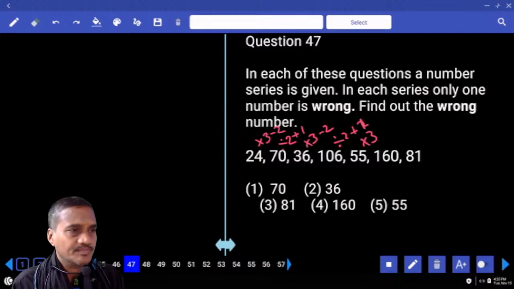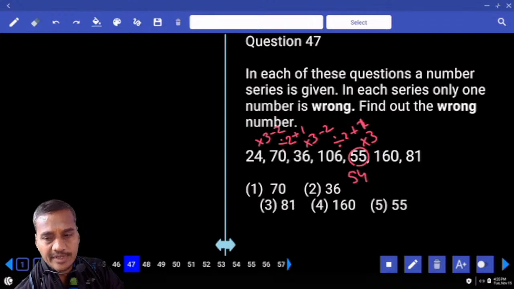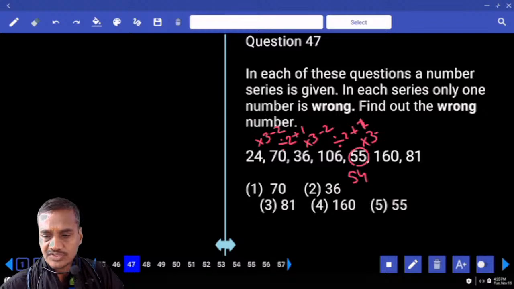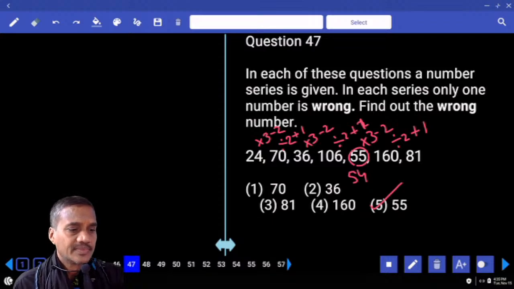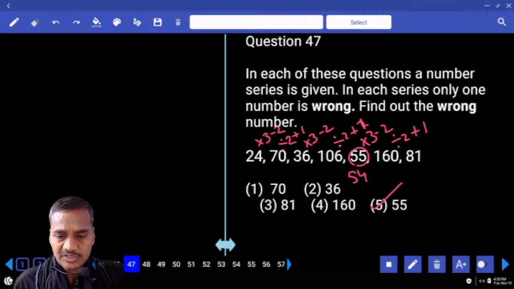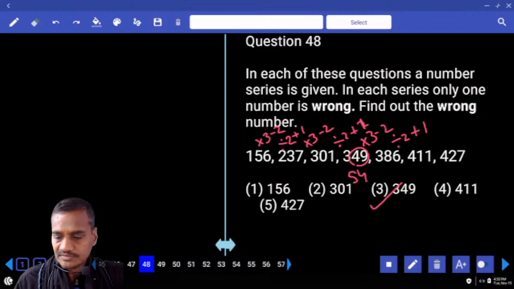106 divided by 2, 53 plus 1, 54. Now if it is 54, now 54 into 3 is how much? 162, minus 2, 160. And again 160 divided by 2 plus 1. And so what is the wrong number? 55. And the correct number is 54. Choice 5 is the odd one. Clear? Into 3 minus 2 divided by 2 plus 1, and so on. And so choice 5 is the odd one, 47.